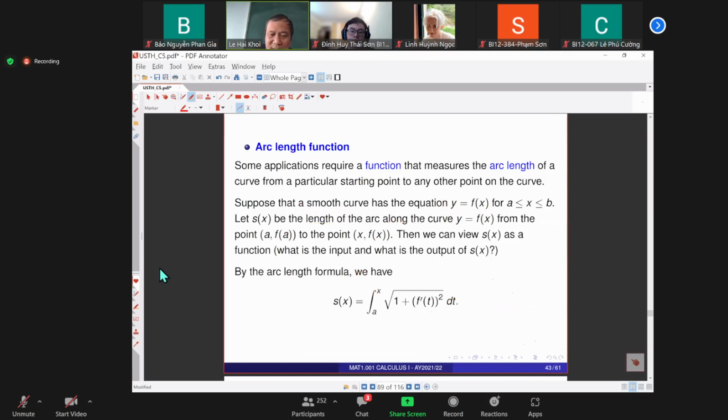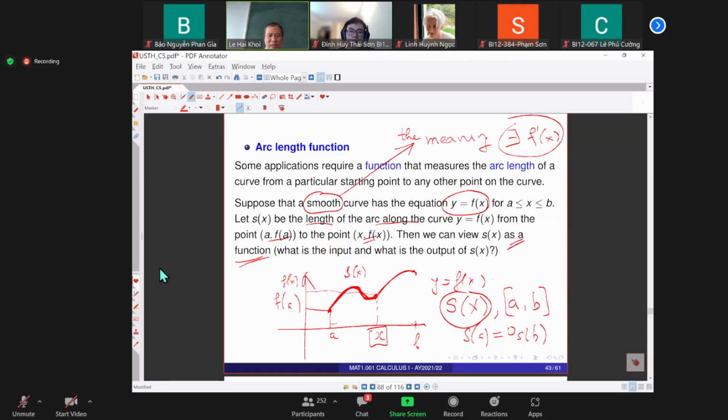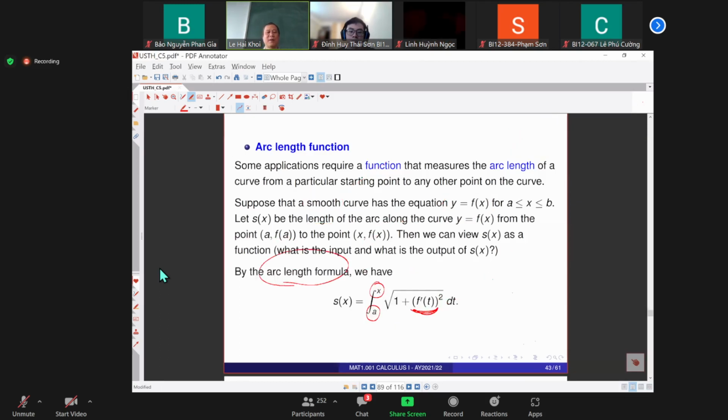1 plus, this is y prime or f prime, squared, square root, and integrate from A to x. So you see that you apply the arc length formula to this situation, you have the length of the curve from here to here, which is S(x), right? So you have such a formula.